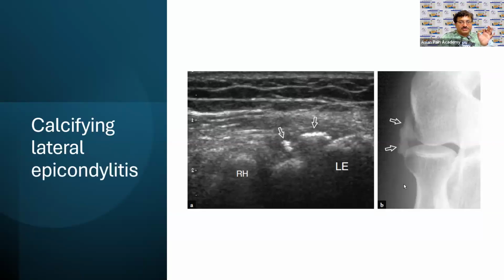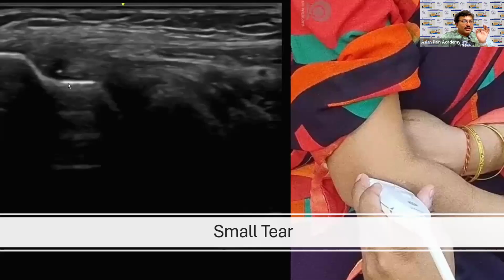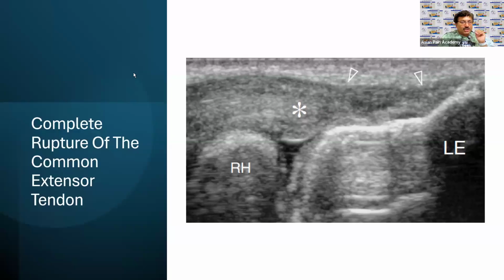That is very, very important, because it happens multiple times that when seen from one angle you might miss it. Next, coming to calcific tendinopathy, it means mainly calcific lateral epicondylitis. Basically it is calcification within the common extensor tendon. If there is a dense calcification like this, it can be seen under X-ray as well. Okay, so it is calcific lateral epicondylitis, and there could be a small tear near the attachment, so that can also be seen in the lateral epicondyle. And here in this picture it is a full thickness rupture.